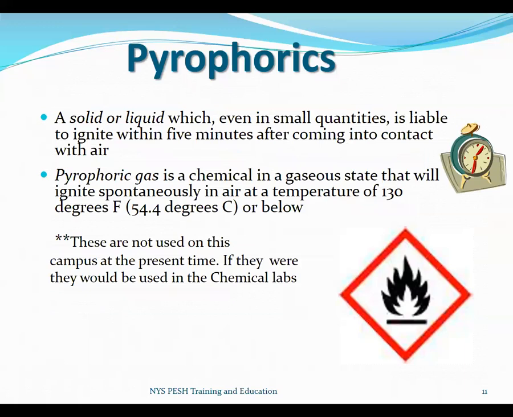Pyrophorics, these are solid or liquid, which even in small quantities are liable to ignite within 5 minutes after coming in contact with air. Pyrophoric gas is a chemical in a gaseous state that will ignite spontaneously in air at temperatures of 130 degrees Fahrenheit. These are not used on campus at the present time. If they were, they would be used in the chemical labs.